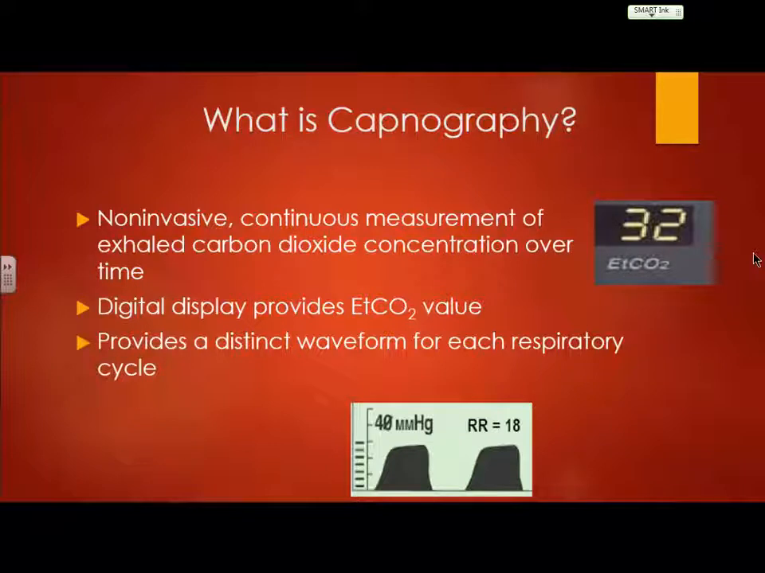Why is it important? Why do you think it would be important for us to continuously monitor CO2? What can that tell us? Okay, all right. So it will tell us that we're having gas exchange, which in turn will tell us what? That we're getting perfusion. All right? Not necessarily that the CO2 is what's providing perfusion, but we know that the CO2 at the end of its long journey throughout the blood system and back through the alveoli is a byproduct of perfusion. Right?